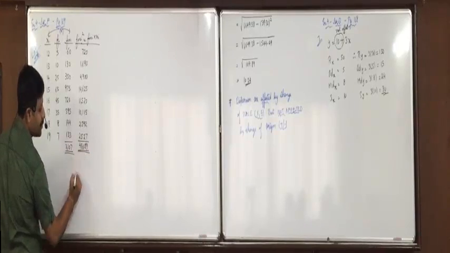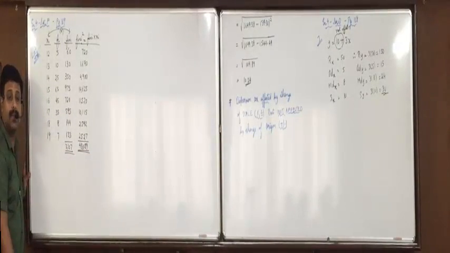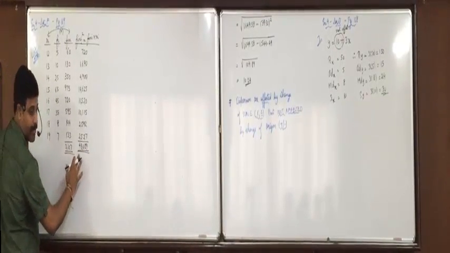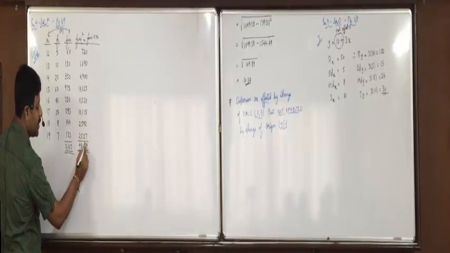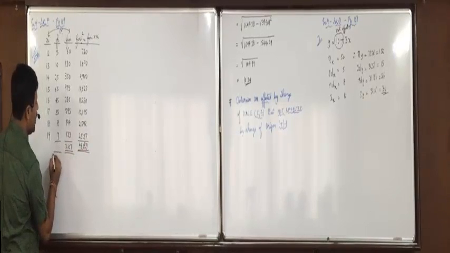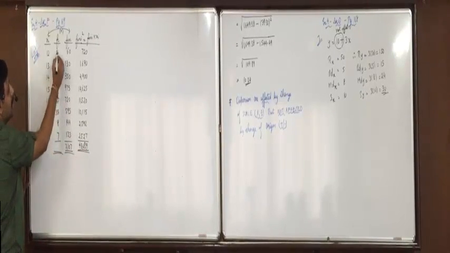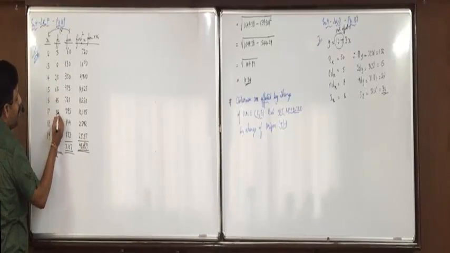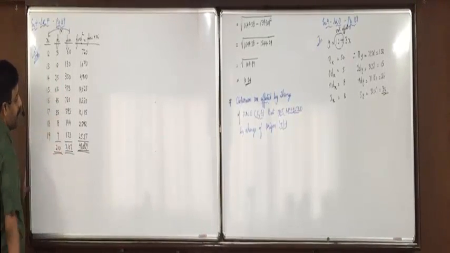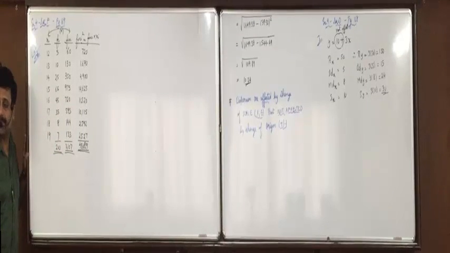The total of fi xi square is 48689. Yes, silence everyone. The frequencies are 5, 15, 40, 105, 150, 180, 90, 200. Is everyone clear with this?